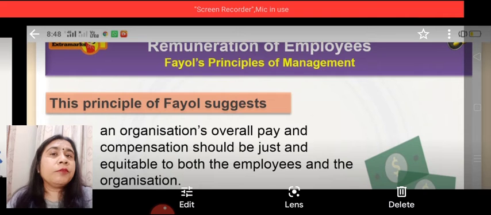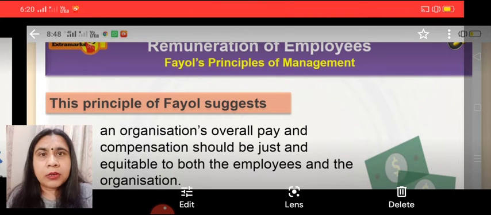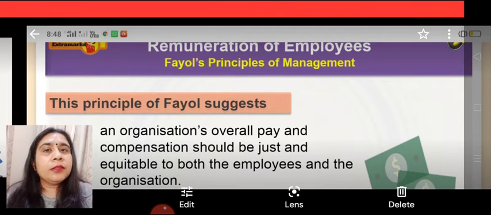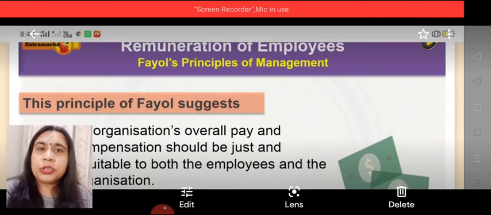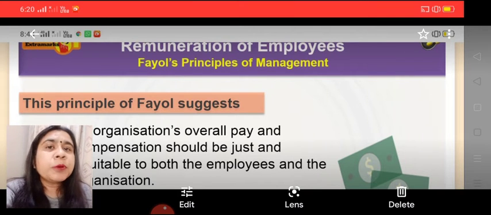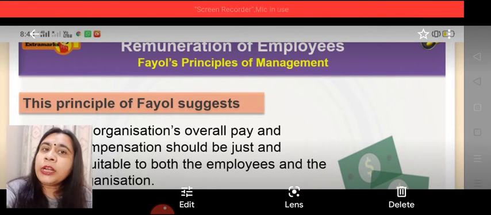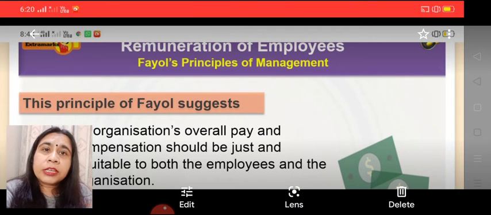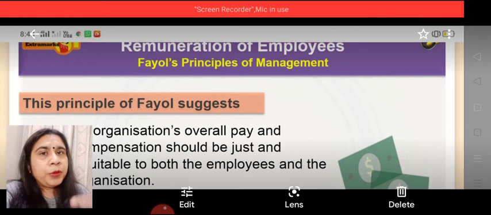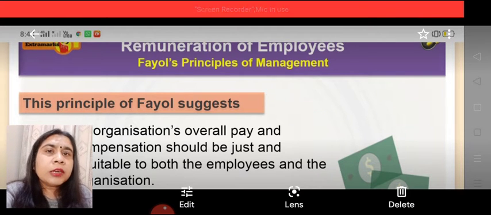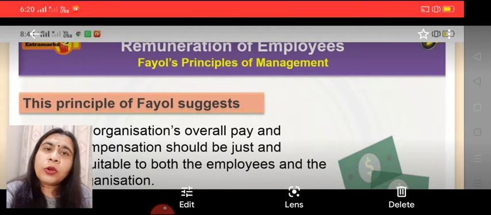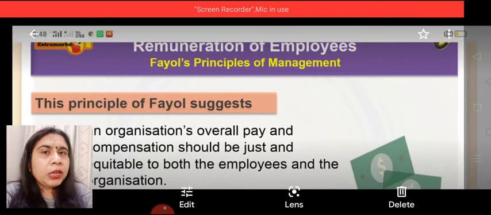Justified means whatever work is done by these workers, they should be provided the salaries, they should be provided the remuneration as per their work. And equitable means as per their designation. It does not mean equal. We can't pay the same salary to the boss and the same salary to the worker. So it should be justified and it should be equitable.